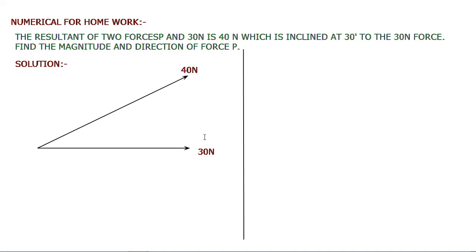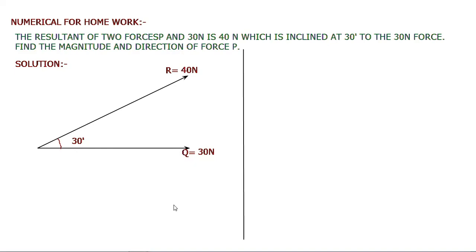So your this force will be 40 Newton. And as per this numerical, they are making an angle of 30 degree. So these values are given. 40 Newton is resultant. Remember this thing. This is the resultant. 30 Newton is your force Q. Q equal to 30 Newton. Remember this thing.